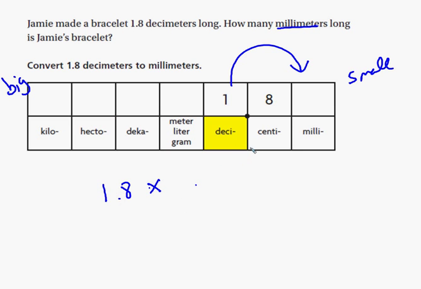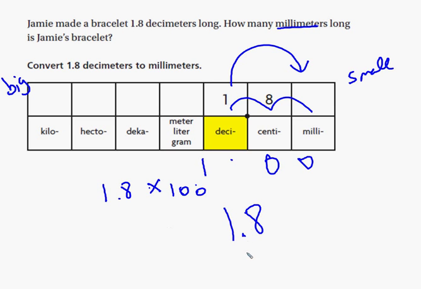And how much do I multiply by? Well, how many places am I moving to the right? 1, 2 places. So I multiply this by 100, the 1 with 2 zeros after it.